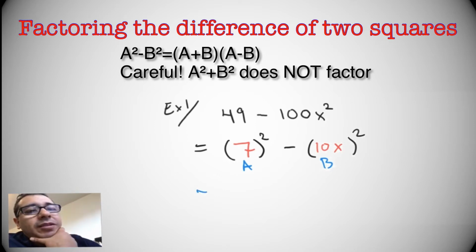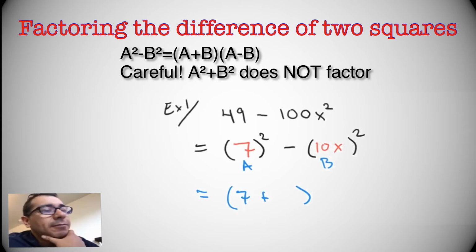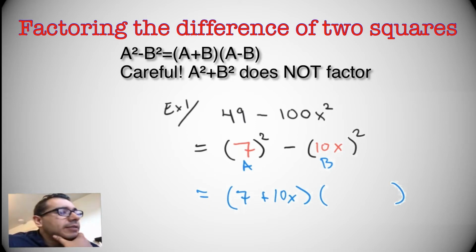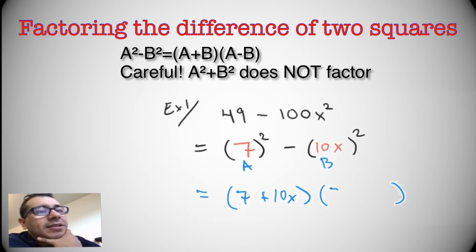Wherever we saw A, we put 7, plus wherever we see our B, we're going to go ahead and plug in 10x. There's our first factor. And we have the second factor. It says A minus B. So our A is 7 minus our B term, which is 10x. So we have 7 minus 10x.